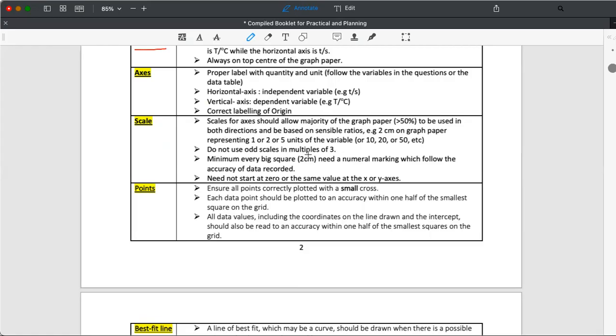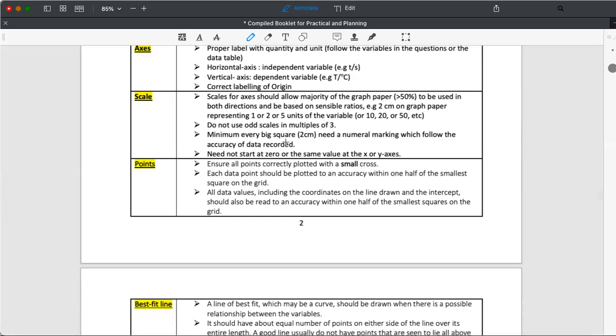Try not to use odd scales like multiples of 3. Try to have nicer scales like 2 cm of graph paper representing 1, 2 or 5 units, in ascending order. At minimum, every big square, which is about 2 cm, needs a numeral marking. You cannot have a big gap. Let's say this is 1, then you have a very big gap, then 2. No, don't do that. Try to have a marking at least every big square, maybe 1.5. Try not to leave a gap. The axis need not start at 0.